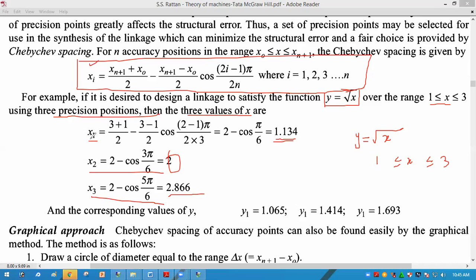Okay, so we are getting x values, x1, x2, x3, three x values. So substitute these three x values in the function, that is y equal to square root of x. So we are getting three y values, that is y1 equal to 1.065, y2 equal to 1.414, and y3 equal to 1.693. So this question may be asked in the 2 marks.